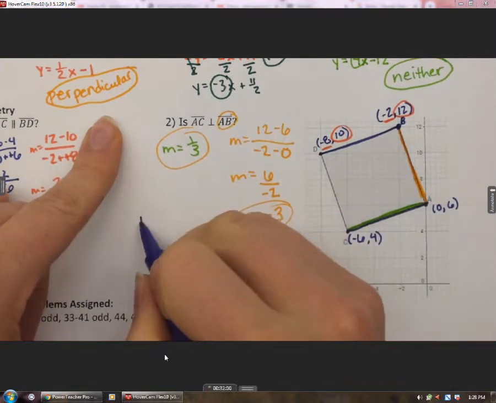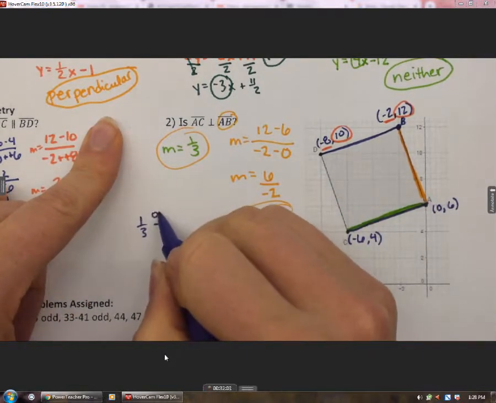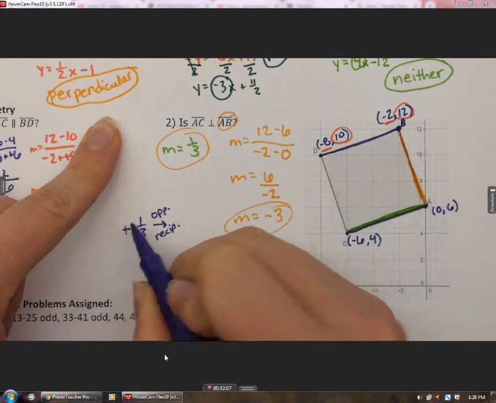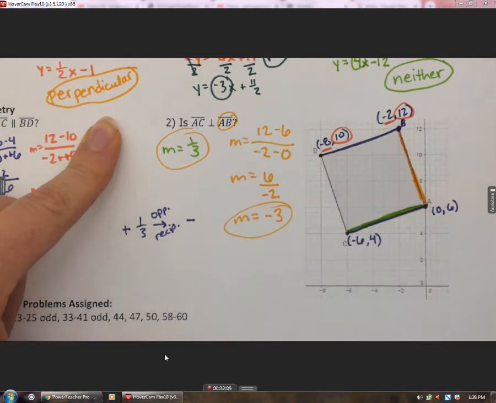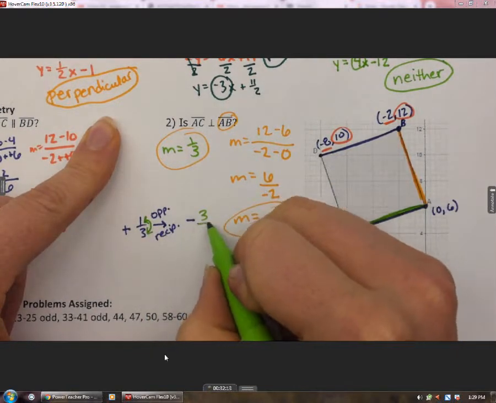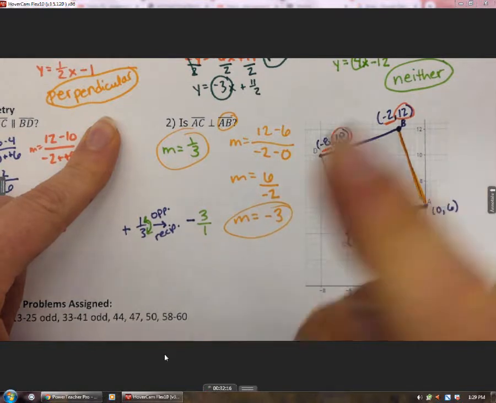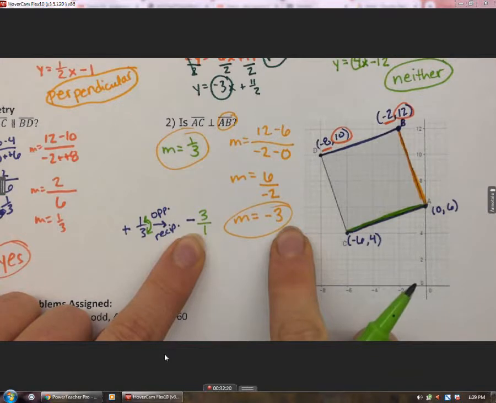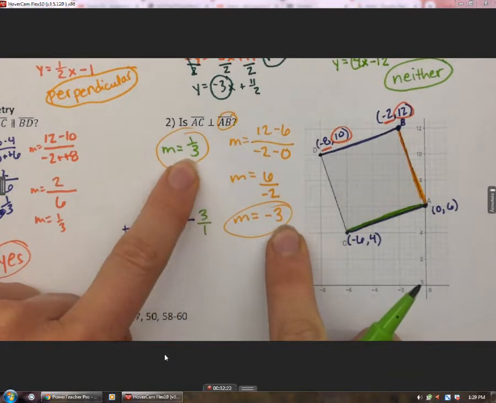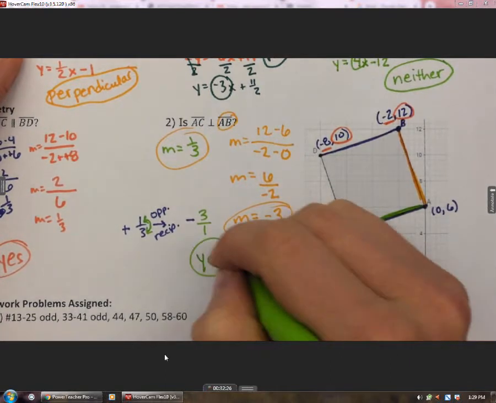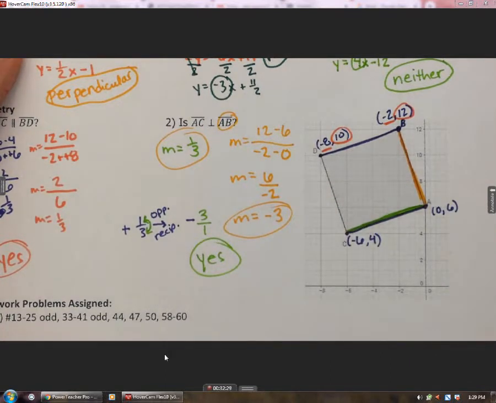If I had the number 1/3 and I'm doing the opposite reciprocal, I'm taking this positive and making it negative, and I'm taking the 3 and the 1 and I'm flipping them. So is positive 1/3 the same as negative 3 over 1? Or are these opposite reciprocals? Yes, they are. So are they parallel? Perpendicular? Yes, they're perpendicular. Do I need to see you show your work? Yes. We're finding the two slopes.